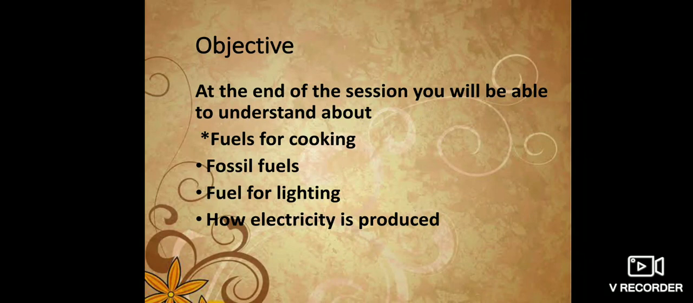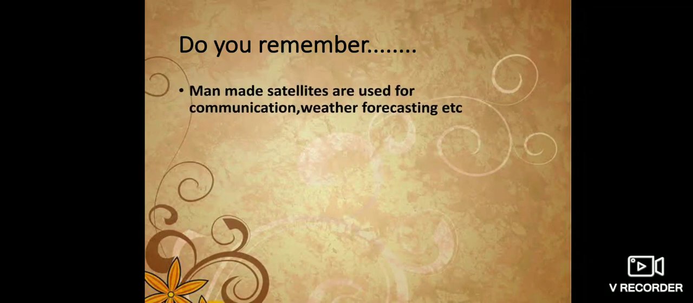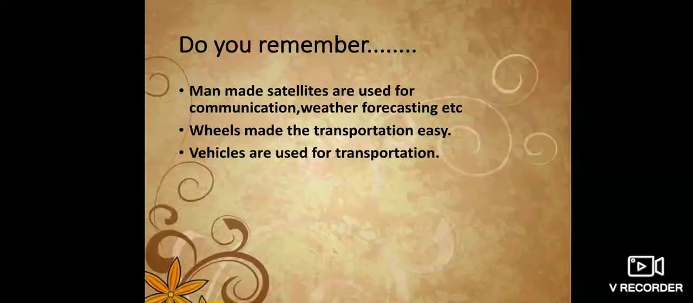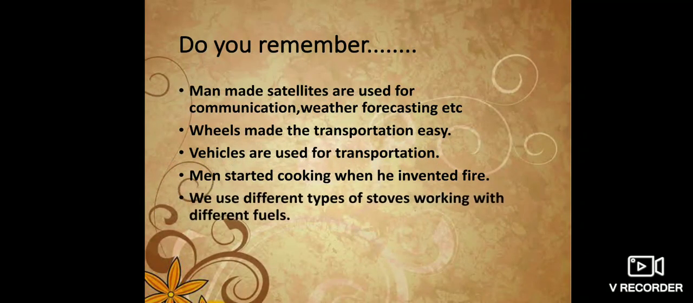So, dear children, we are starting our new chapter. It's really interesting. Let us see what is there in it. Do you remember? Man-made satellites are used for communication, weather forecasting, etc. Wheels made the transportation easy. Vehicles are used for transportation. Man started cooking when he invented fire. We use different types of stoves working with different fuels.